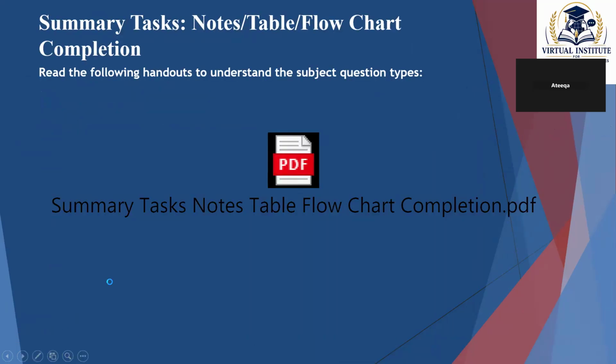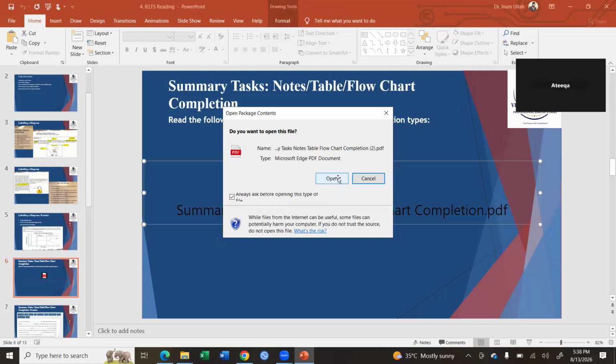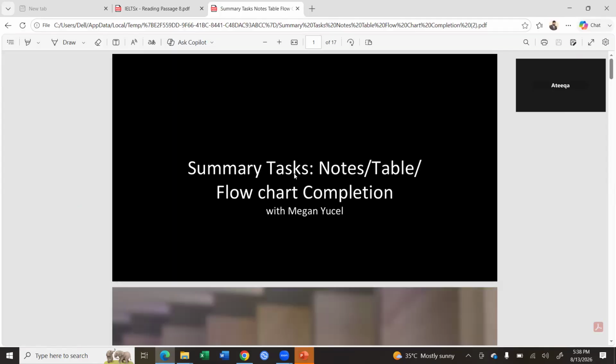Okay. Can you see here? It is again another PDF. Another type of question that is summary task. You might have notes, tables, flowchart completion, right? So we have a handout here. We can read it and then we can try to understand how should we answer these questions, okay?